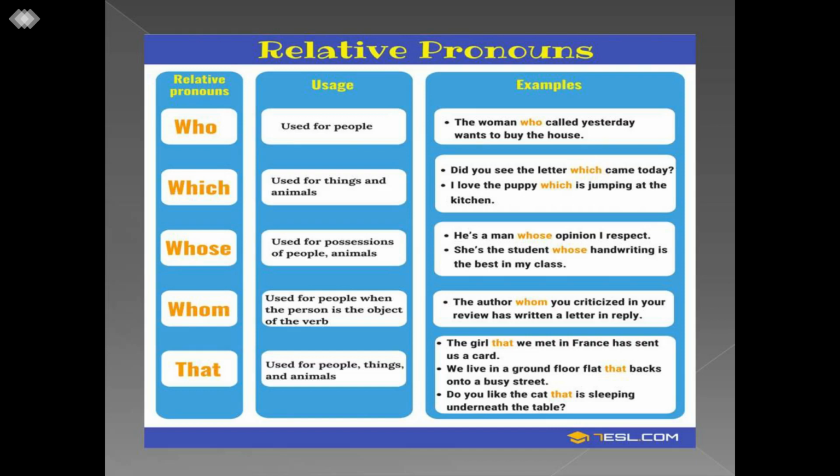Whose, whom, used for people when the person is the object of the verb. That is used for people, things and animals. So there are many examples mentioned on the screen which tell you about the relative pronouns in a sentence and their usage.